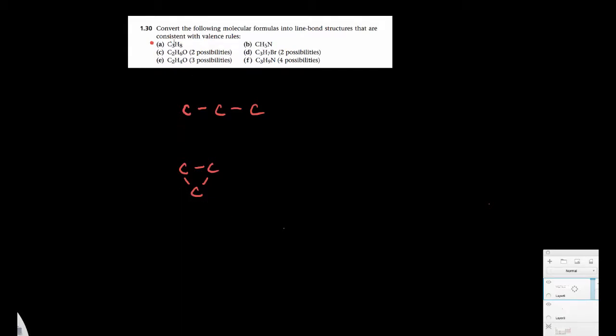So 3 carbons for this one, and then 8 hydrogens. So let's just put the hydrogens around these atoms until we run out of hydrogen. 1, 2, 3, 4, 5, 6, 7, 8. So notice I'm staying within the valence rules for carbon, which means that it can't have any more than 4 bonds around it. Let's try this case here.